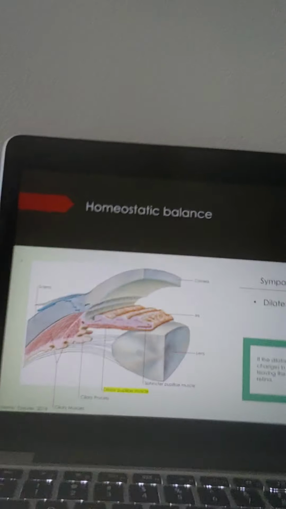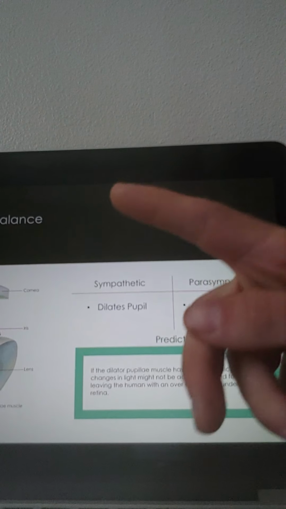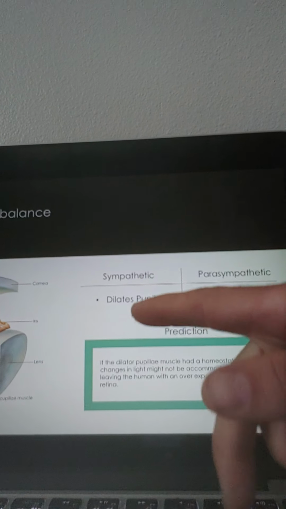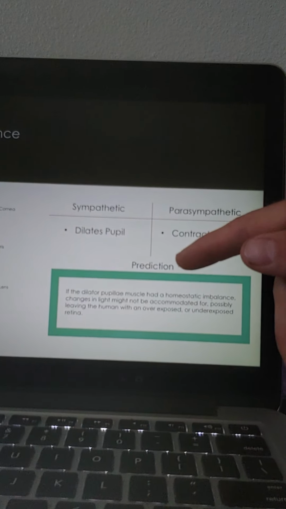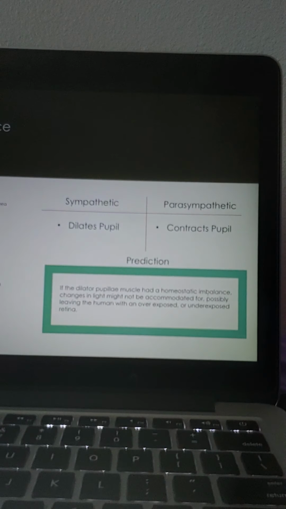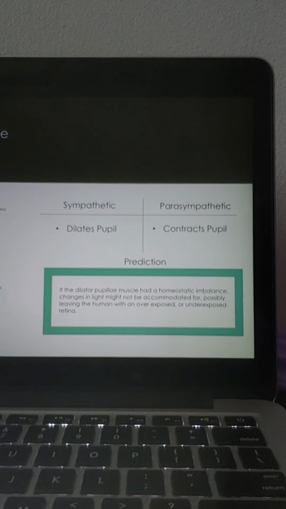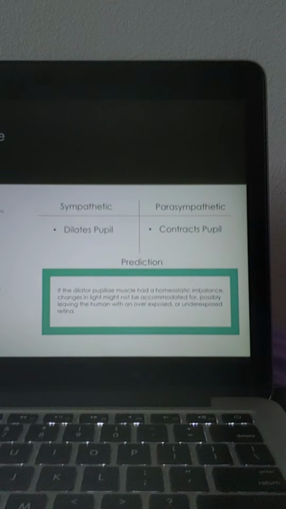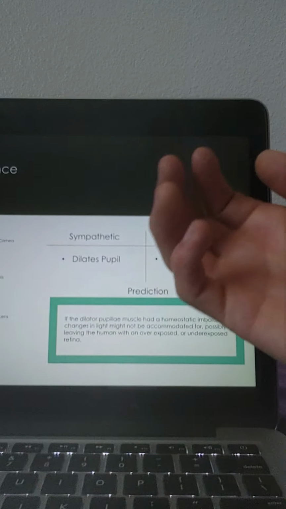And so that is operated by the autonomic nervous system. So the sympathetic nerves are used to dilate your pupils, that is, open them up, and the parasympathetic nerves are used to contract your pupils, and that is to close them. And so my prediction is if these sympathetic and parasympathetic nerves kind of are faulty and there isn't this homeostatic balance, your eyes will not accommodate to changes in light.